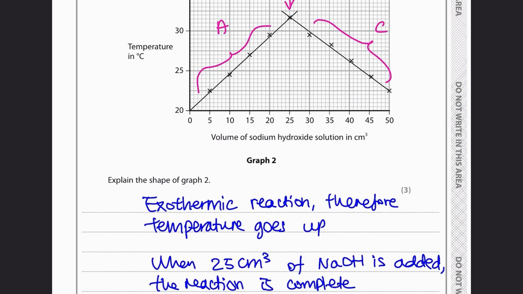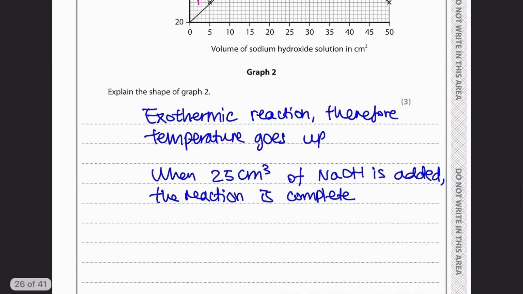And then the third part is C. How would you explain C? Why would it go down? Why would the temperature go down? Because if the reaction is complete and there's no more reactions to produce the heat, even though you're still adding sodium hydroxide, there is no more release of heat because there's no more reaction. You're just pouring extra sodium hydroxide inside, isn't it?